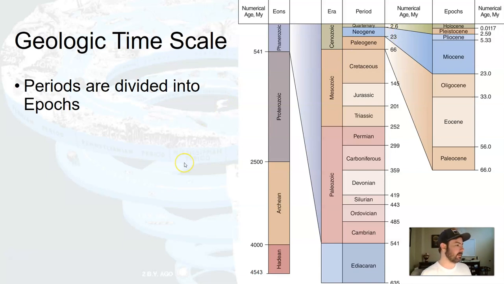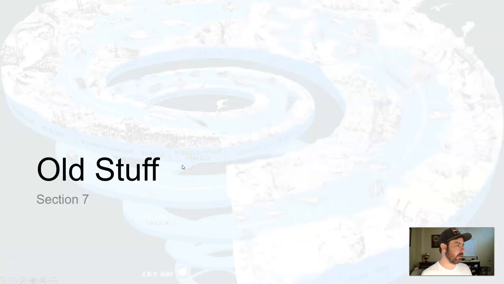So let's go ahead and stop here. When we come back, I believe it's the last unit, we're going to look at old stuff. We're going to look at the oldest rocks on Earth, the oldest minerals on Earth, and then how the heck did we figure out the Earth is 4.5 plus billion years old. So let's pause here. When we come back, we'll look at some old stuff.